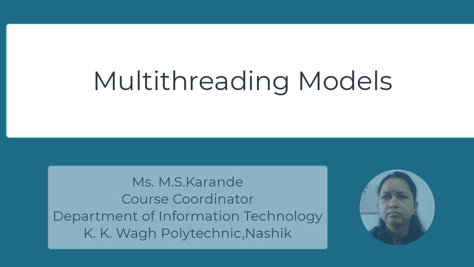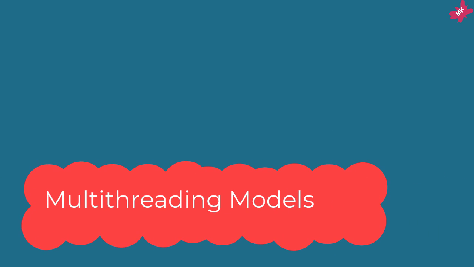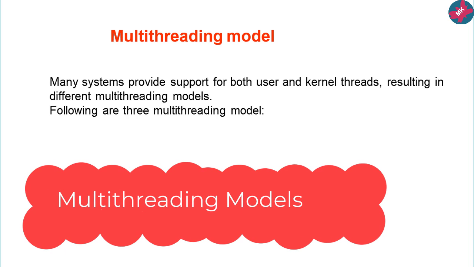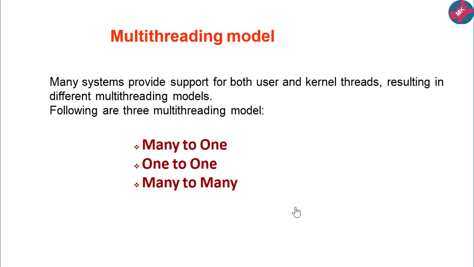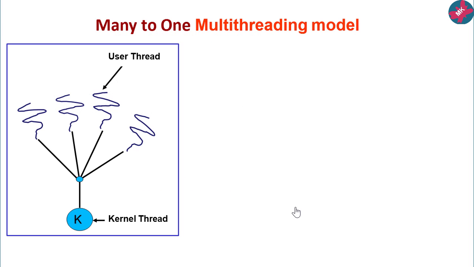Welcome students. So today we are going to discuss the multi-threading model. We know that the operating system supports both user and kernel level threads, and due to this there are different multi-threading models available. So today we are going to see all the three multi-threading models one by one. The first multi-threading model is many to one, second is one to one, and the last is many to many. So let us begin with many to one.